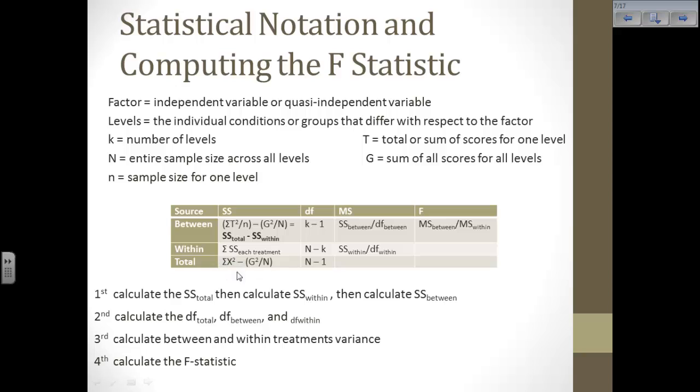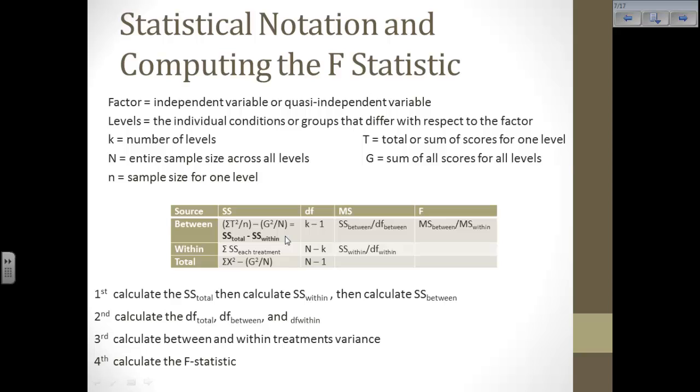This is essentially the same thing as the sum of squares formula that we've been using for the t independent samples and the t single samples, and just the sum of squares for a single sample in general. So it's the sum of all the scores squared minus the sum of all the scores, that thing squared, divided by the sample size, in this case for the entire study.